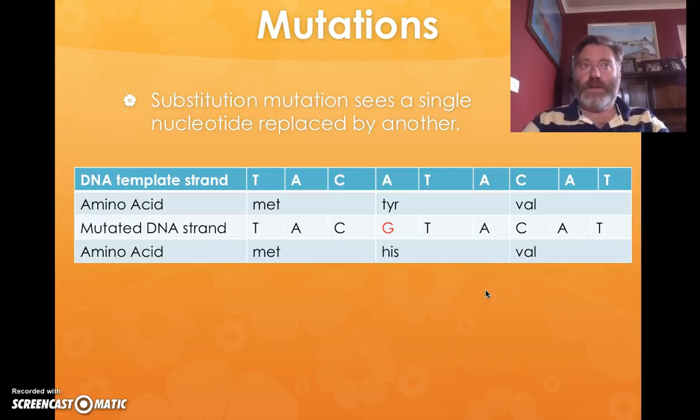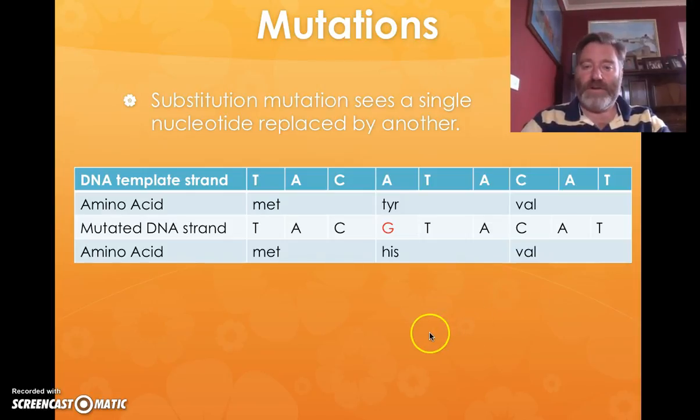So here's one way this occurs. We'll talk about a substitution. So my DNA template reads thymine, adenine, cytosine, adenine, thymine, adenine, cytosine, adenine, thymine. And the amino acids that are produced for that are methionine, start of course, tyrosine and valine. But if that allele there, that nucleotide there, changes from A to G, then GTA will give me the amino acid histidine. Or something like that.